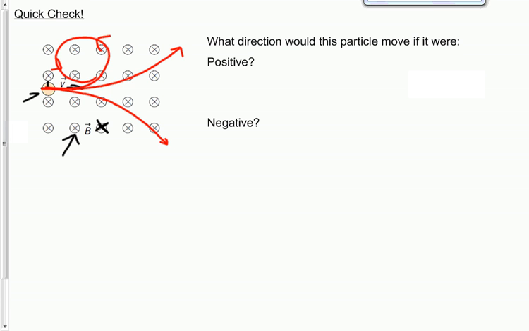And one more question before we leave this little quick check. Out of the options, I'll call them A and B, assuming all other conditions were the same, like mass and speed and all that sort of stuff, which particle would have a bigger charge, do you think, here? A or B?